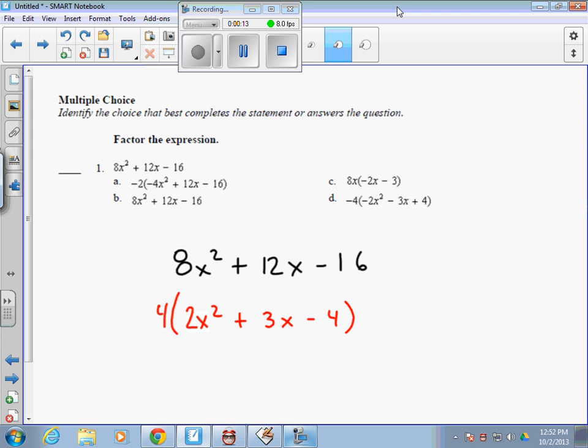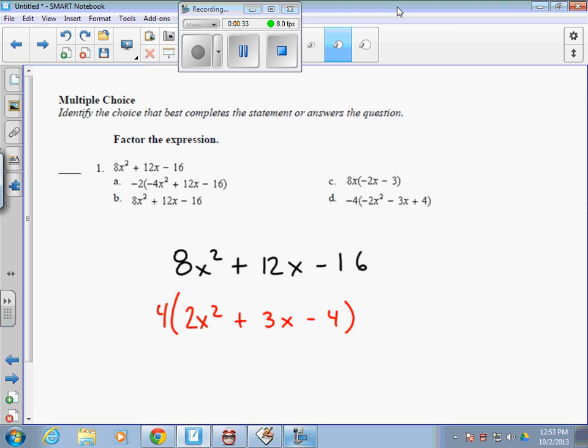8x squared plus 12x minus 16. Factor the expression. What you're looking for is a term that you can multiply by and get each of the terms that are up there. So we have 8x squared as one term, 12x, and negative 16. The only thing that goes into all three terms is the number 4.